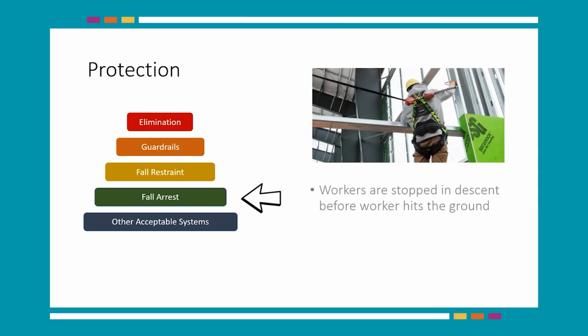Fall arrest systems are used where falls may occur, but workers are stopped in descent, with the goal to stop the fall before the worker hits the ground. Additional training is required for the safe use of fall arrest systems.